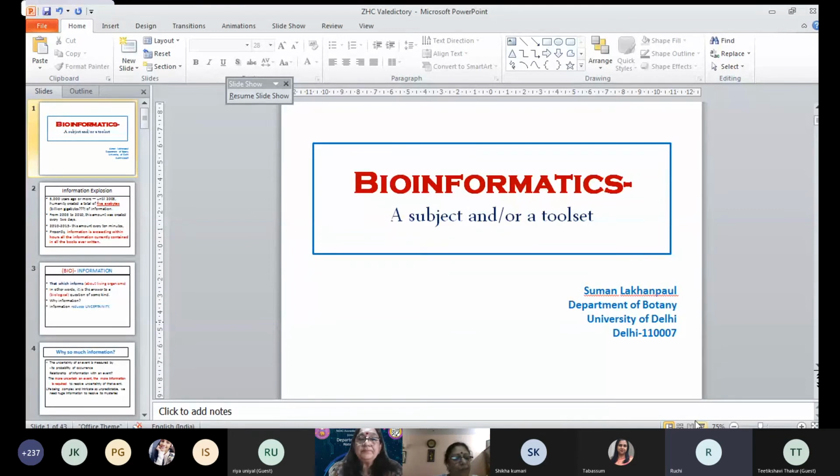Okay. So as I said, more than the subject, bioinformatics is a tool set. It's a toolkit. There are very few sub-disciplines within the botany or biological sciences which make you a professional. And bioinformatics is one subject which makes you a professional in a way. So that way bioinformatics stands out in comparison to all.